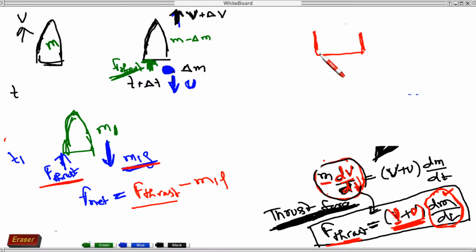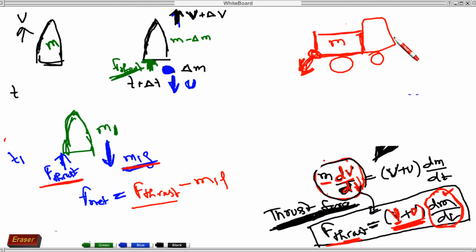Suppose a truck is there, and any scenario can be there. Suppose a truck is filled with sand, and there is some hole in it. Any question of this type can be here. Suppose mass m is here and some hole is there, so that sand is coming out of this truck.